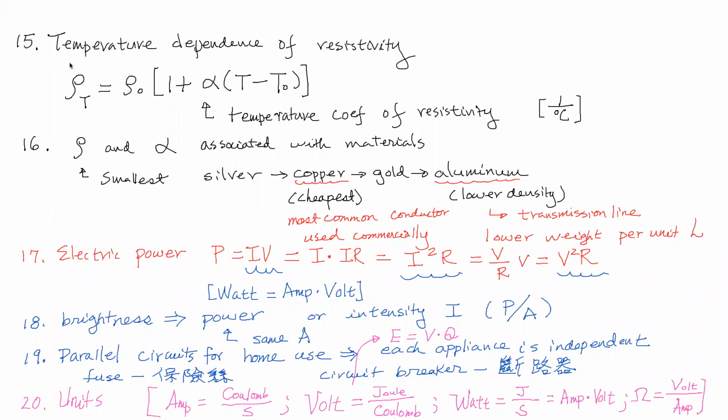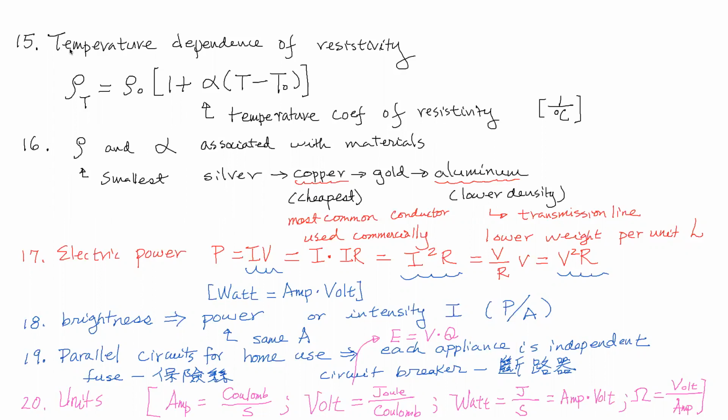Okay, some more vocabulary. Fuse, circuit breaker. Rho, resistivity, alpha, temperature coefficient of resistivity.